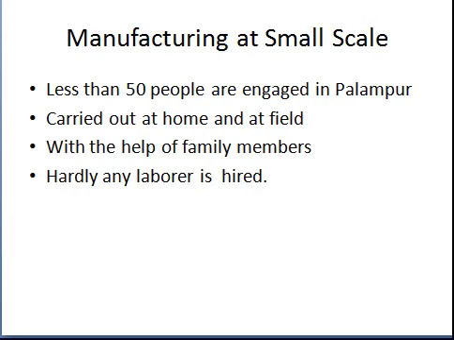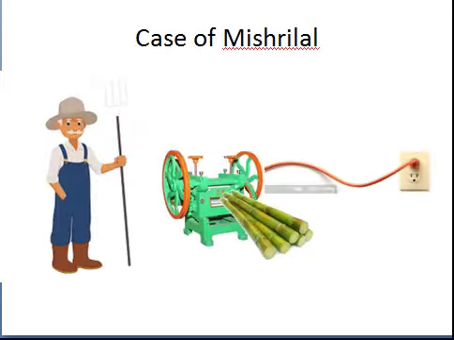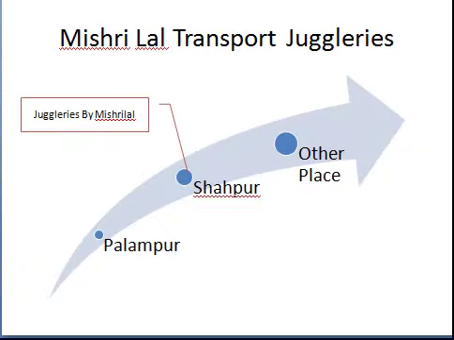Rarely are laborers hired. We will take the example of Mishrilal, a farmer. Mishrilal has purchased a mechanical sugarcane crushing machine run on electricity and has set it up on his field. Sugarcane crushing was earlier done with the help of bullocks, but people prefer to do it by machines these days. Mishrilal also buys sugarcane from other farmers and processes it into jaggery. The jaggery is then sold to the traders at Shahpur. In the process, Mishrilal makes a small profit.